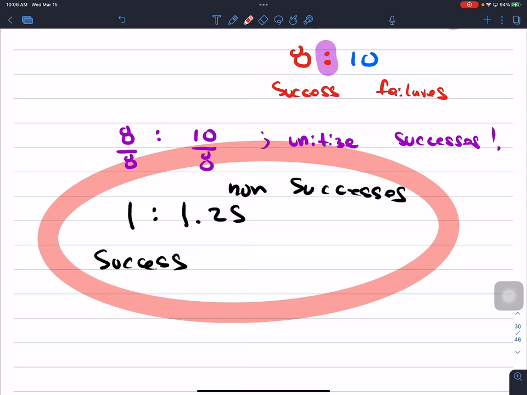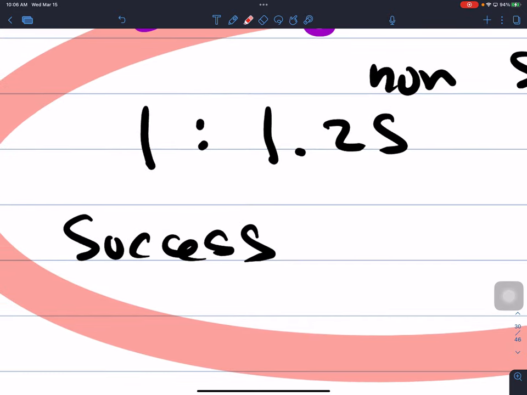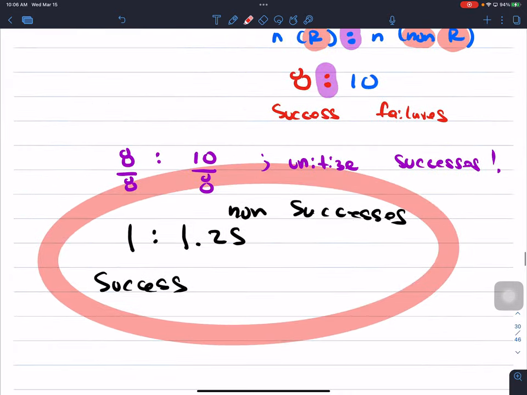This is what we're saying. One success to every 1.25 failures, non-successes. Let's get rid of that and call it what it is. One success to what? 1.25 failures. And that's how I think of odds. I think of, you know, Lloyd Christmas and Mary what? Mary Swanson.